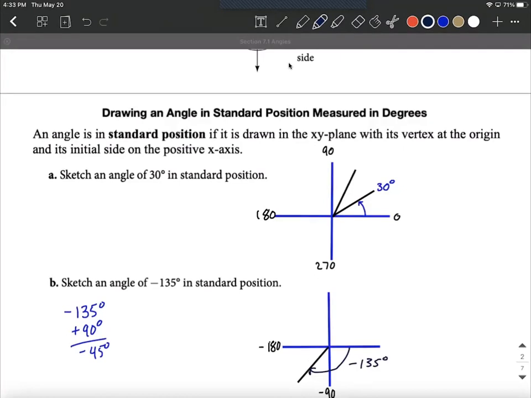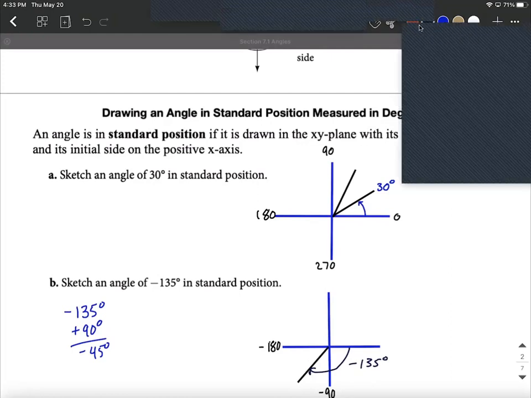-135 degrees. All right, hope this helps out getting down some of the terminology. We're going to use this quite a bit. So on to coterminal angles and converting in between two different measures.